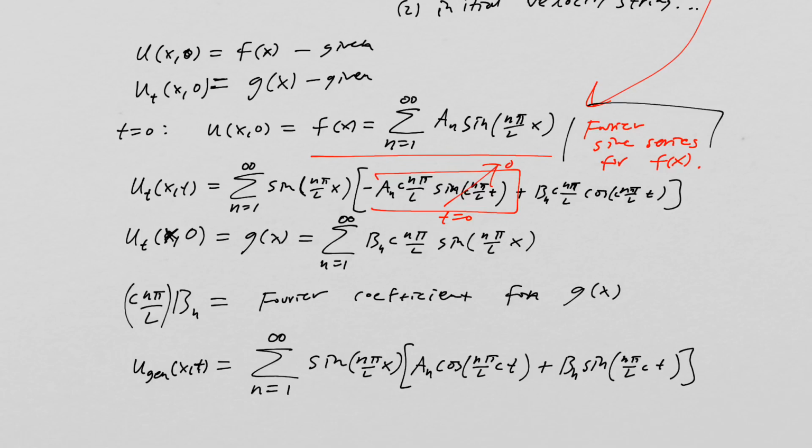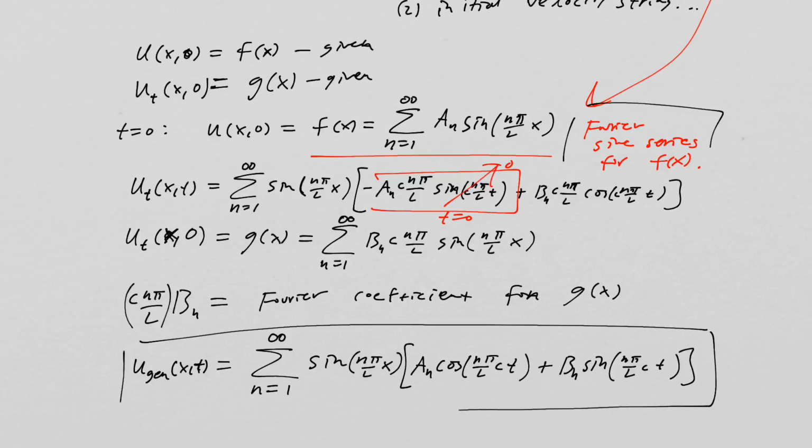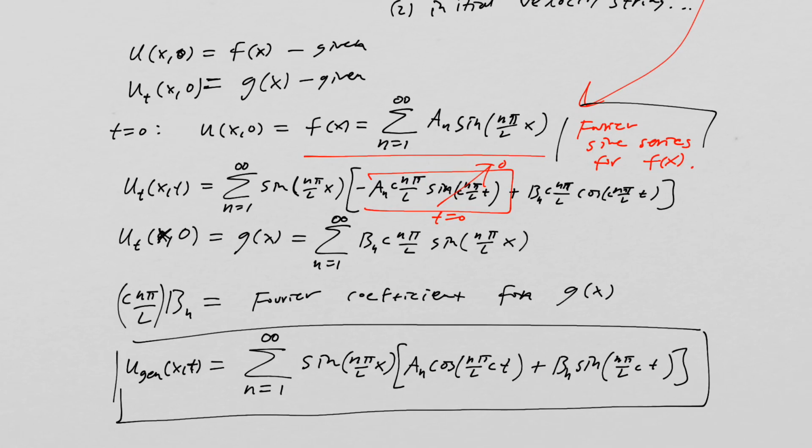Just like that. And now we have double the amount of Fourier coefficients to manage, because we have both an initial position that we have to think about and initial velocity that we need to think about.